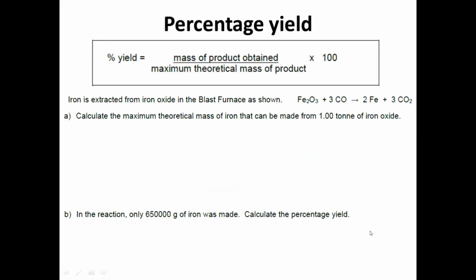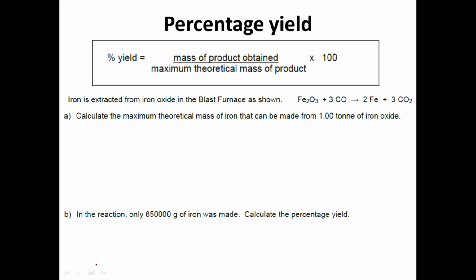Right, so the formula for calculating the yield, you've got percentage yield equals mass of product obtained divided by the maximum theoretical mass of the product. So you need to be able to work out first what is the mass of the product that you're expecting to produce. Okay, so they're asking you in the question, let's look at the example. You've got iron extraction in the blast furnace, and they give you the chemical reaction.